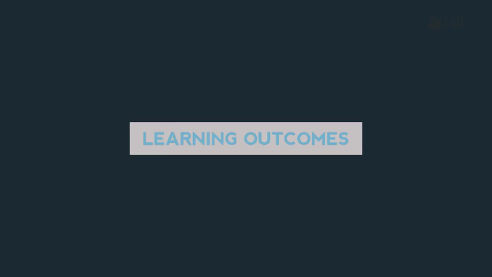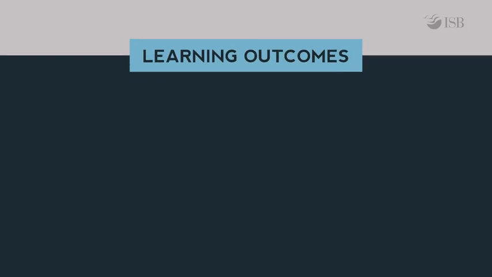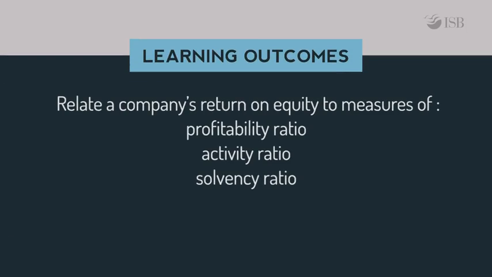In the last few videos, we have seen various types of financial ratios using information from the balance sheet and income statement. In this video, we will relate a company's return on equity to measures of profitability, activity, and solvency ratios. This will help us identify what the company is doing correctly and what it needs to improve. We will also talk about one stock market price based financial ratio.